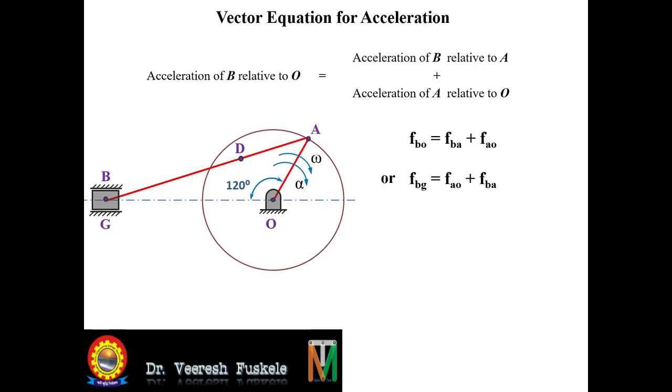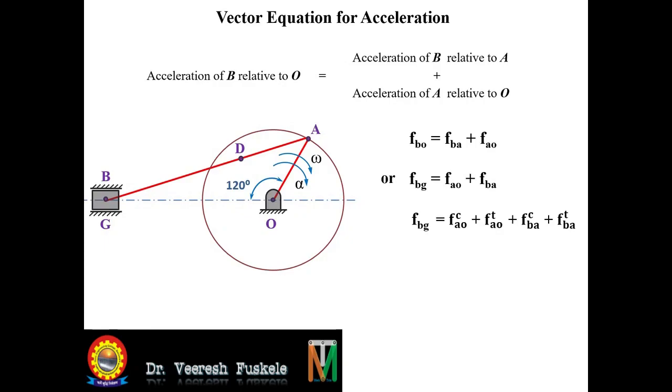Now, as we know that the acceleration of the link OA and AB will have two components, one is the tangential and other is the centripetal component. So we can further write this equation as FBG will be equal to FCAO, that is the centripetal component, plus FTAO, that is the tangential component of AO, plus FCBA, that is the centripetal component of BA, plus FTBA, that is the tangential component of AB.